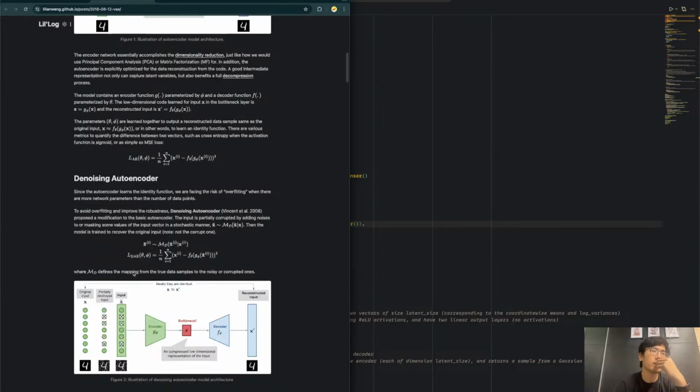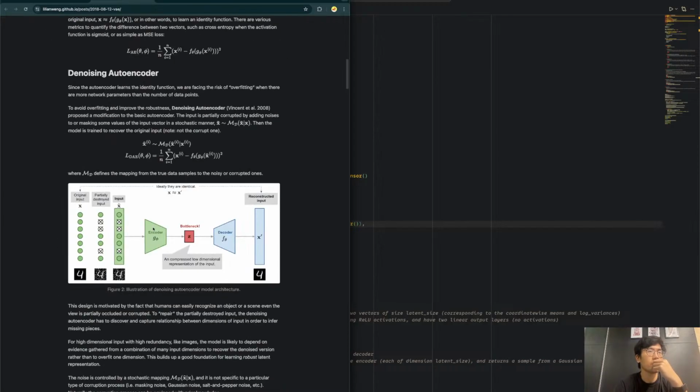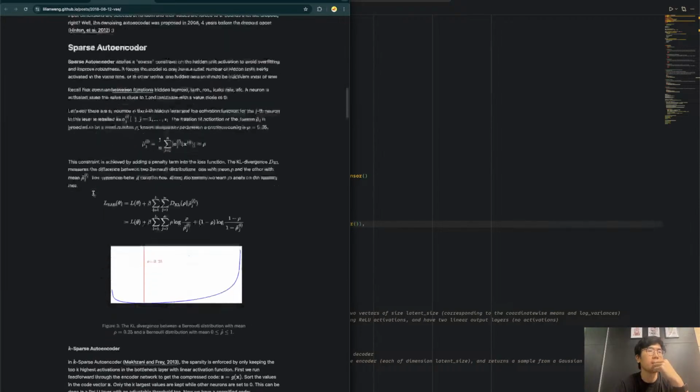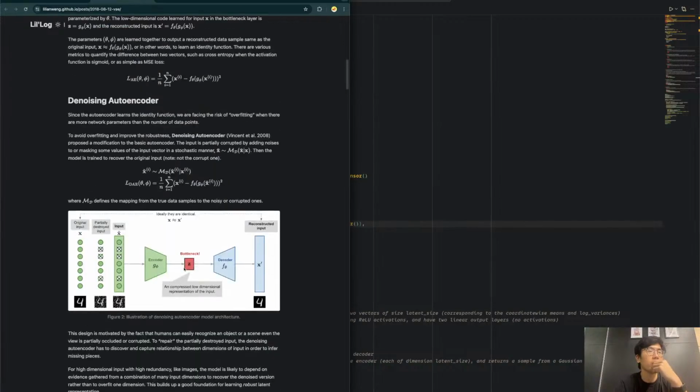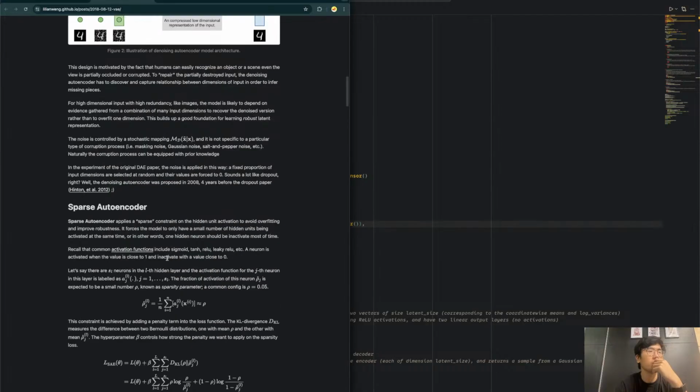One idea is to just add Gaussian noise to prevent overfitting. So they sample with a bunch of noise, and they still try to reconstruct the input without noise. And then a sparse autoencoder is where you take some values within this lower dimensional representation.